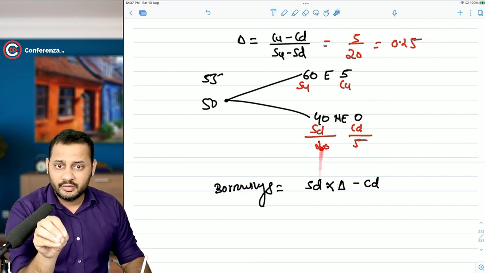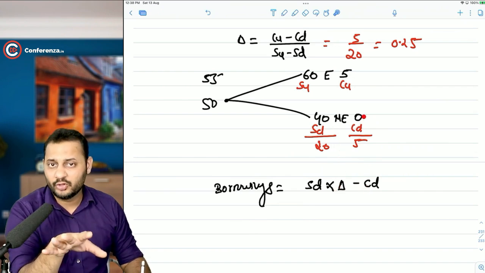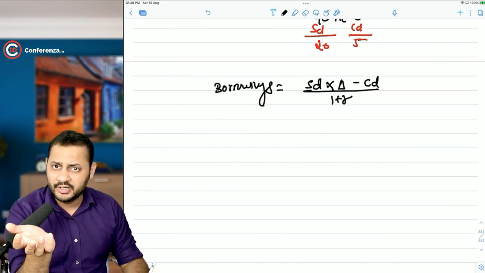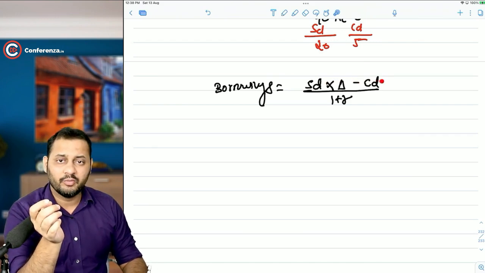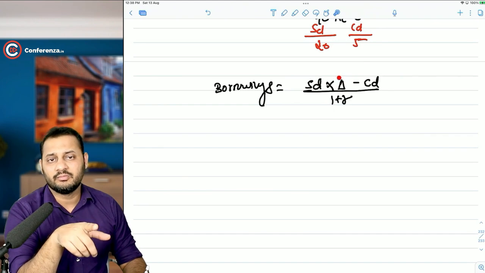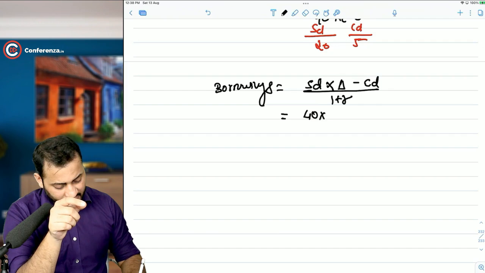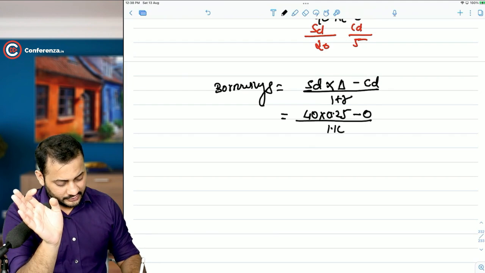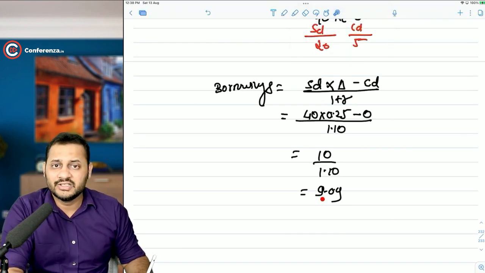So lower price of 40 multiplied by the delta minus the call value at lower level, divided by 1 plus R, or if the continuous compounding is used, e to the power RT. This is the amount of borrowing. This is the present value of that amount. See, SD is 40, delta is 0.25, CD is 0 and 1.10. So this is nothing but 10 divided by 1.10, 9.09. This is how I calculated the borrowings required today.